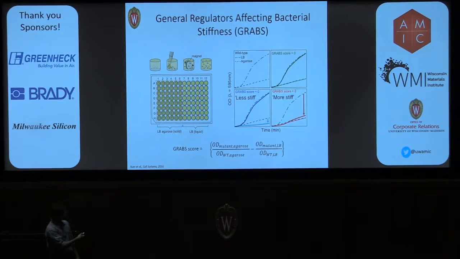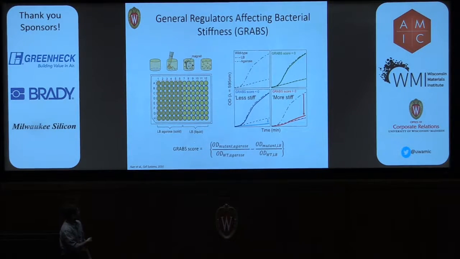Here you can see the 96 well plate. We divide this plate into two halves. One half we use agarose solution and we grow bacteria in it. So initially we put agarose, we add some cells, and then we use magnets to mix the bacteria with the agarose solution, and then we let it grow overnight. On the other half of this plate we have bacteria growing in LB medium.